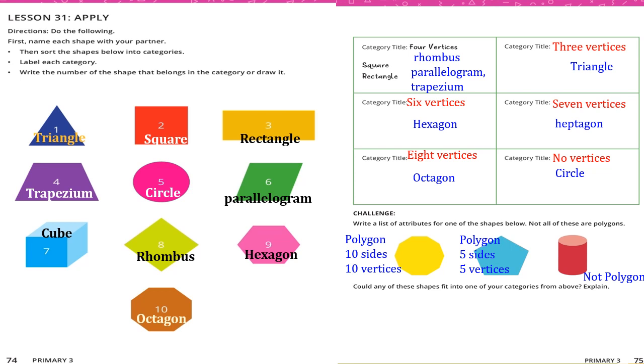Now, we have here 3 shapes. Two are polygon and one is not polygon. Could any of these shapes fit into one of our categories? Yeah, we have here our cylinder that belongs to no vertices category.